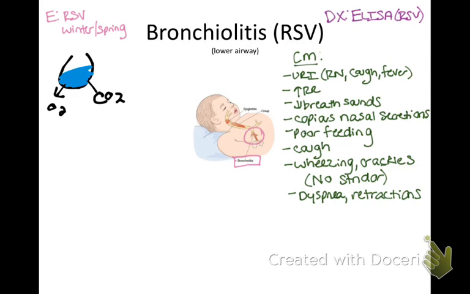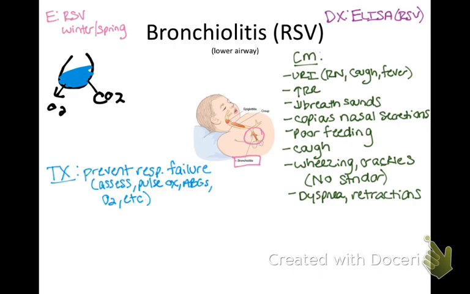So again, here's a situation where I'm giving more oxygen, but unless I get rid of the secretions that are blocking where I pass O2 and CO2, I'm not going to do any good. So treatment-wise, our focus is preventing respiratory failure. Again, bronchiolitis exists along a continuum, just like croup does. So you can have kids who have very mild bronchiolitis or RSV, or you can have kids that are really sick from it, and anywhere in between.